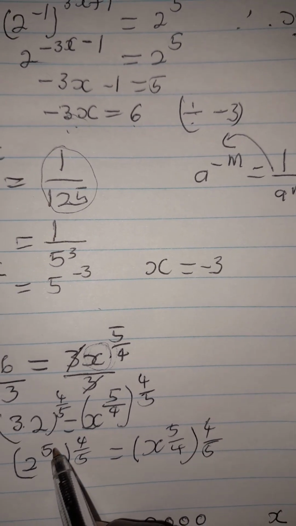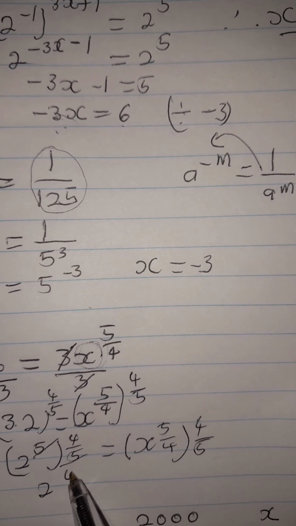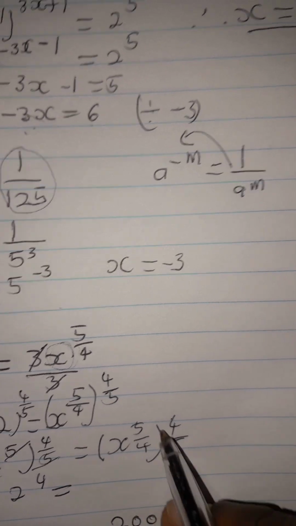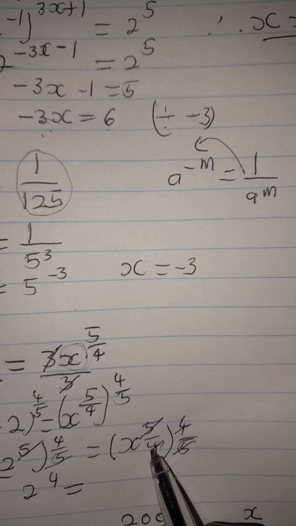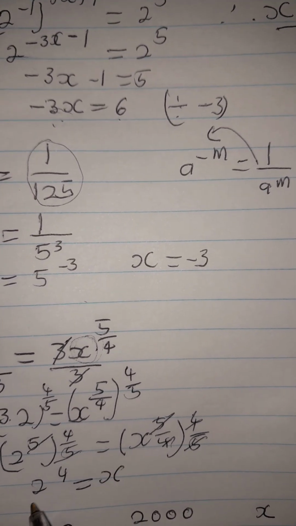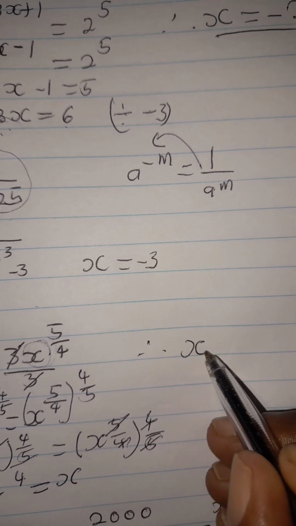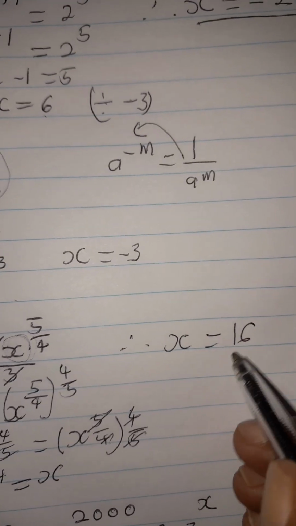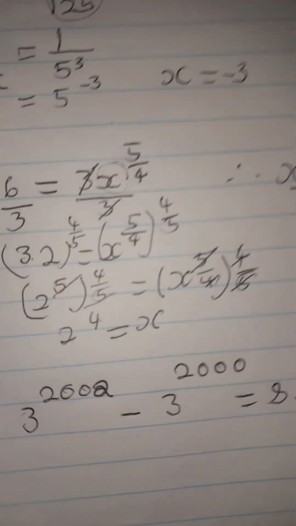Then let's apply the laws of exponents. This and this, they cancel. We are left with 2 to the power of 4. This and this are common, they cancel each other. Then we are left with x is equal to 2 to the power of 4. So what is 2 to the power of 4? That is 16, guys. So that's the solution in this case.